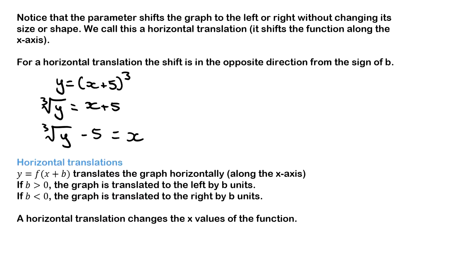So horizontal translations are shown as f(x + b), where b is inside the brackets. If b is greater than 0, the graph is translated to the left by b units. If b is less than 0, the graph is translated to the right by b units. A horizontal translation changes the x values of the function.